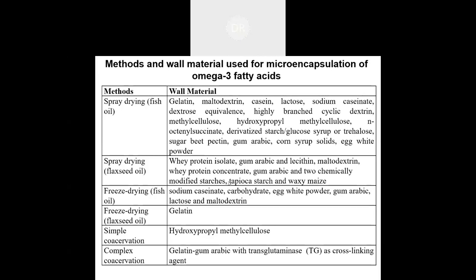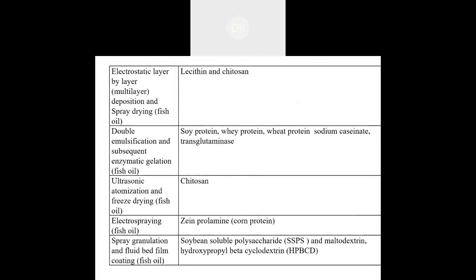Next, the electrostatic bilayer method is used for fish oil encapsulation, and lecithin is used as a wall material. Then double emulsion and subsequent enzyme gelatinization method, which is used for fish oil encapsulation. Soybean protein, whey protein isolate, and sodium caseinate can be used as a wall material. Ultrasonic atomization and freeze drying: chitosan is used for the encapsulation of the fish oil.